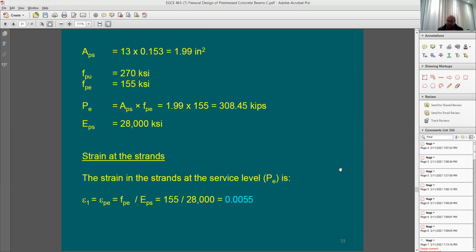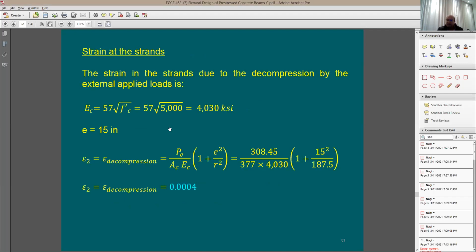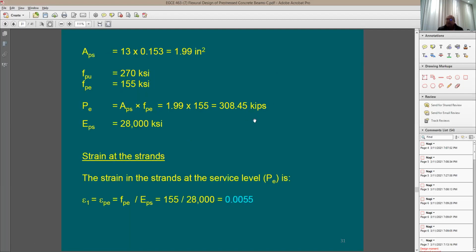So again, just to make it simple, here are some reasons for why the strain in the concrete is not the same as the strain in the strands. Look at the strand modulus of elasticity here: 28,000 ksi. And when you look at the concrete modulus, 4,000. Compare 4,000 to 28,000. With that, you're going to start to have a feeling for why the strain in the concrete and the strain in the strands are not the same.